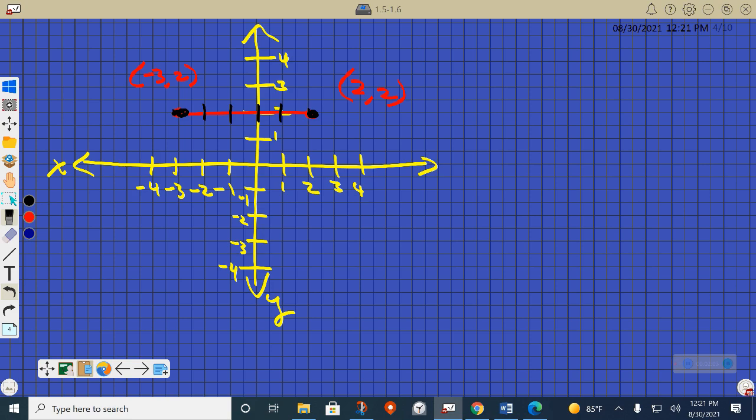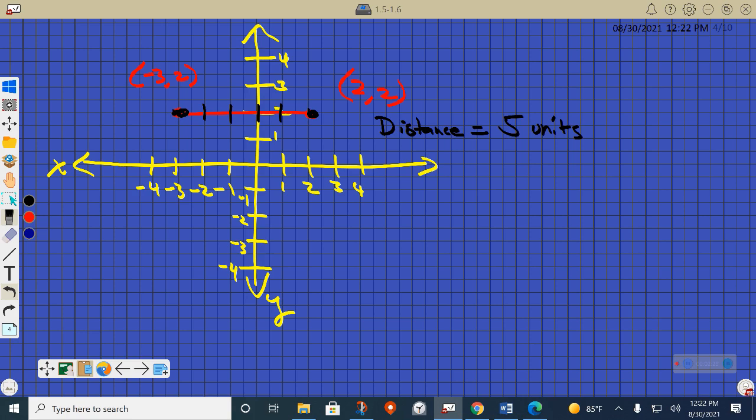So on your note, we're going to put distance equals 5 units. Easy sleazy. That's pretty basic. All you gotta do is just count the numbers, right? You gotta just count the units, the boxes.